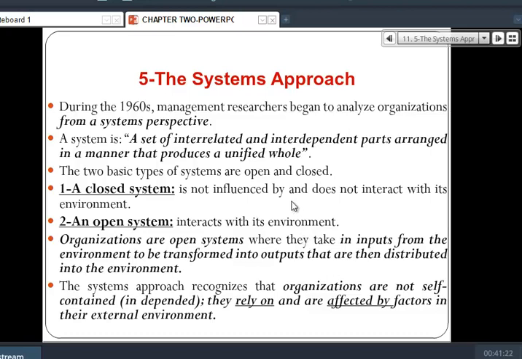The systems approach recognizes that organizations are not self-contained or independent. They rely on and are affected by the factors in their external environment. They depend on the environment, and at the same time they are affected by the factors outside and inside it.